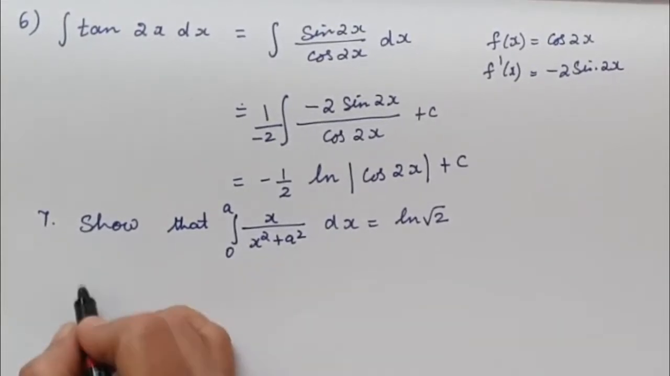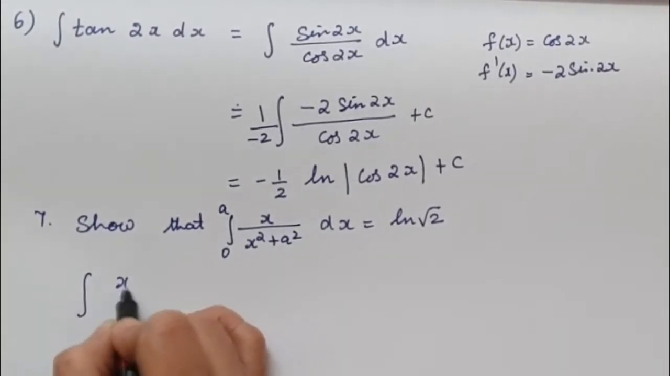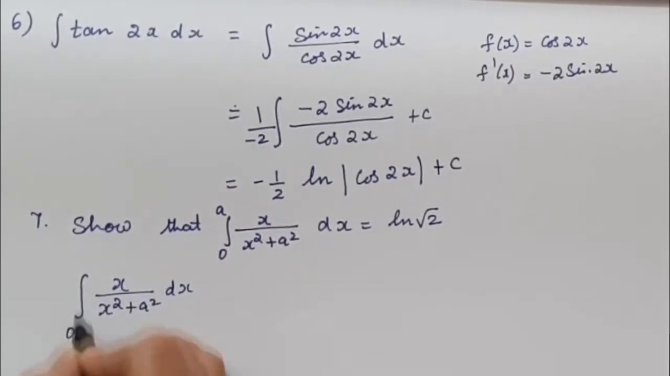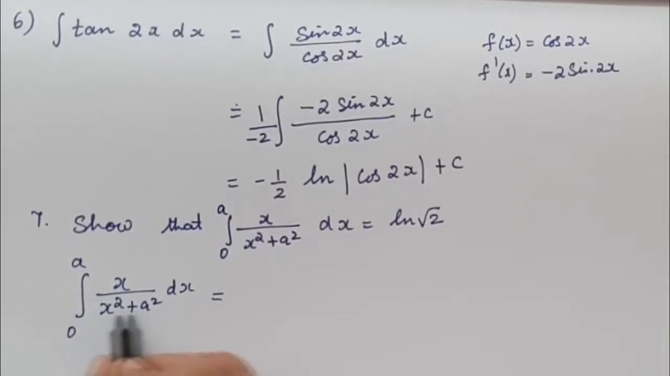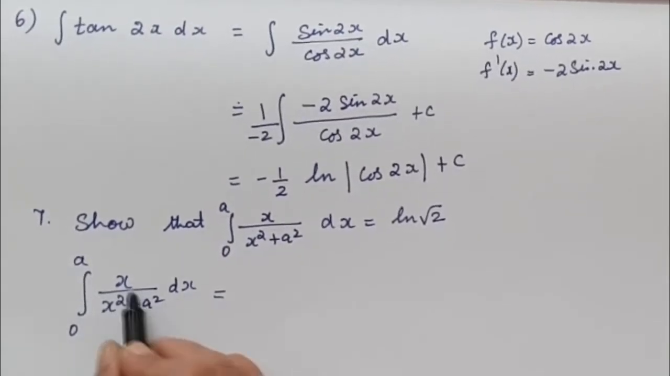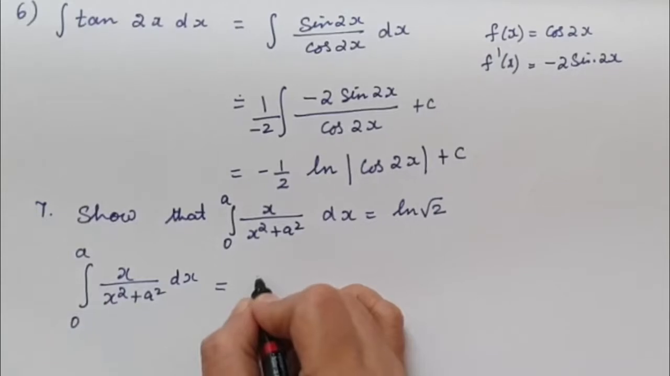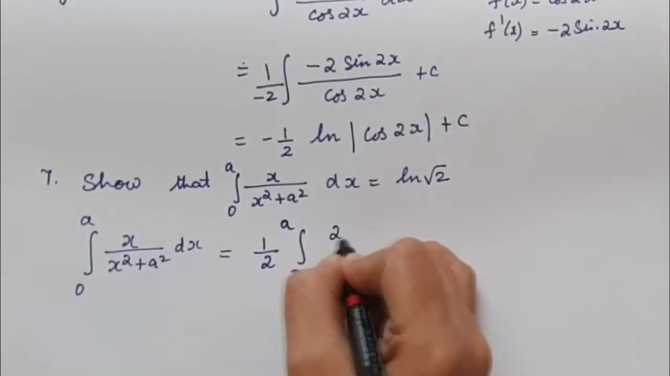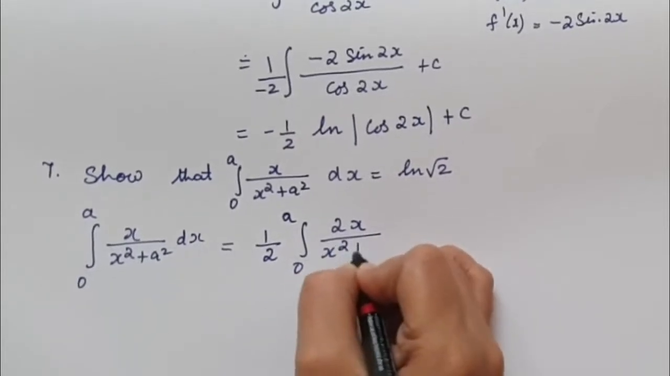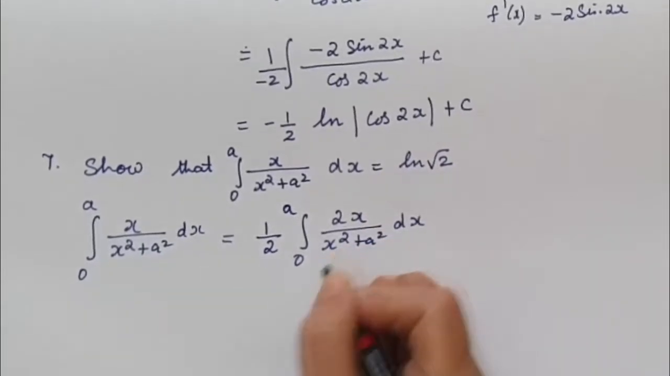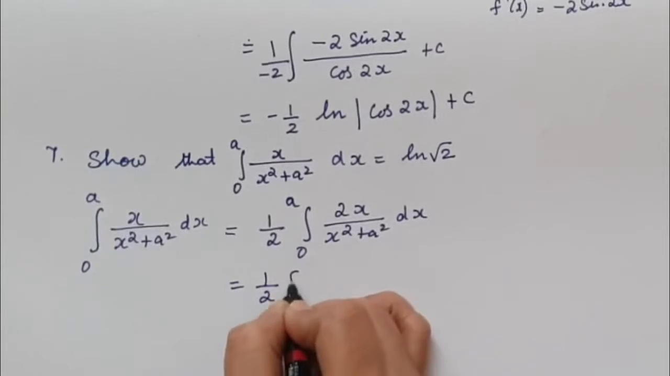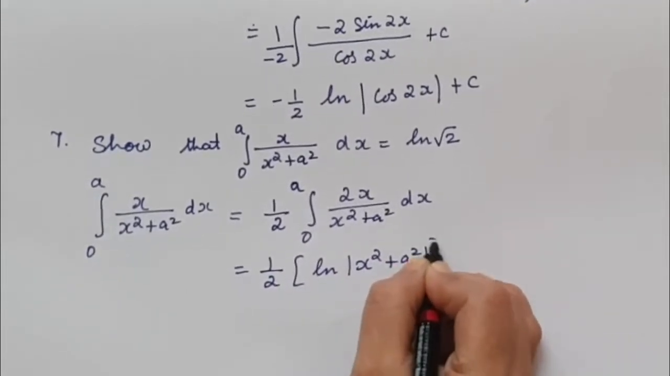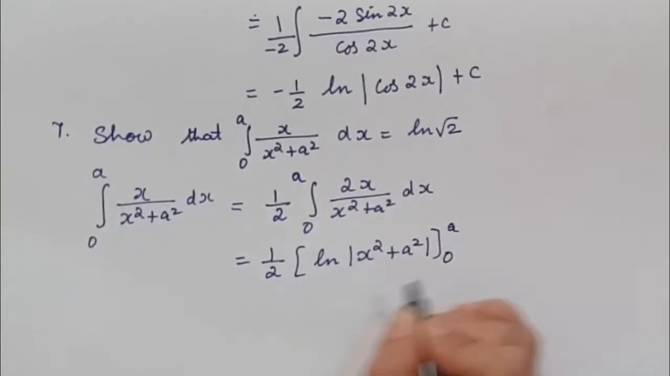root of 2. Now let us take this integration. x over x squared plus a squared dx, and the limits are from 0 to a. So when we differentiate the denominator, we get the numerator, but there is a 2 which has to be an extra. So we just multiply and divide by 2. So 2x over x squared plus a squared dx. So now this will be half into ln of modulus of x squared plus a squared.